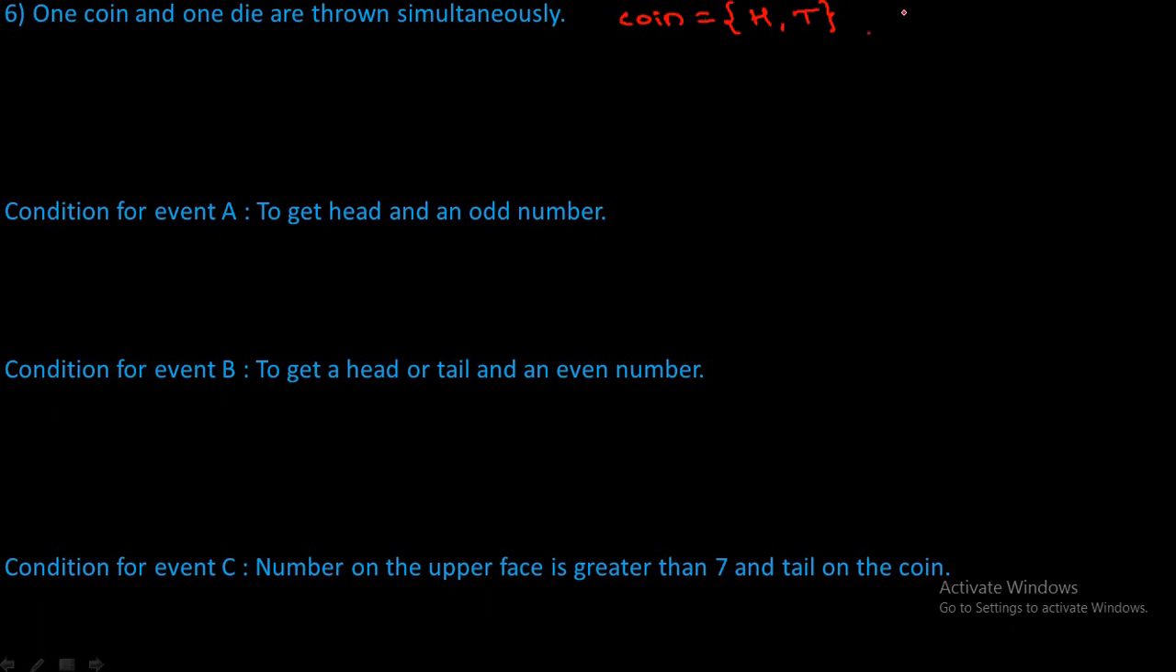And if one die is thrown, what will you get? The sample space is 1, 2, 3, 4, 5, 6. Okay, but they told one coin and one die are thrown simultaneously. Simultaneously means the coin and die are thrown at a time. So we want to write the sample space here.